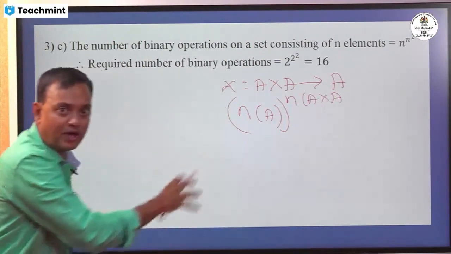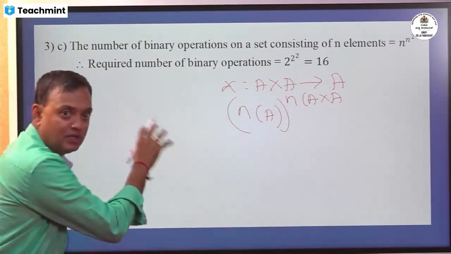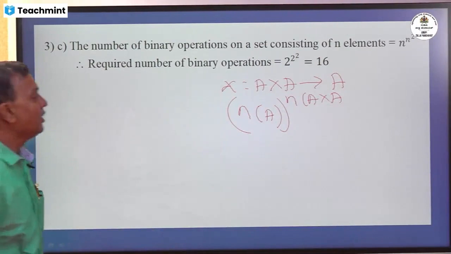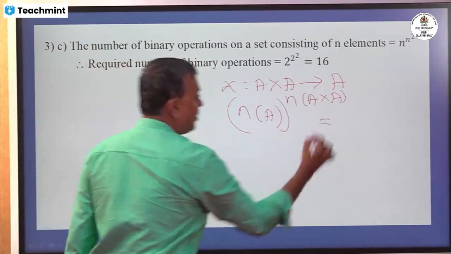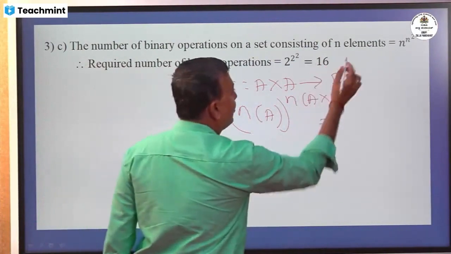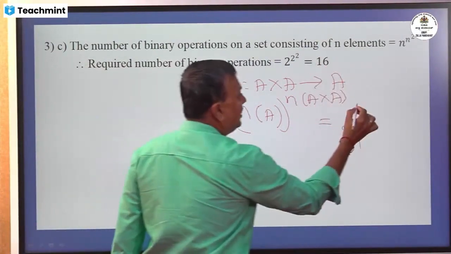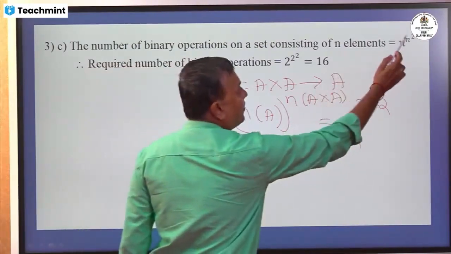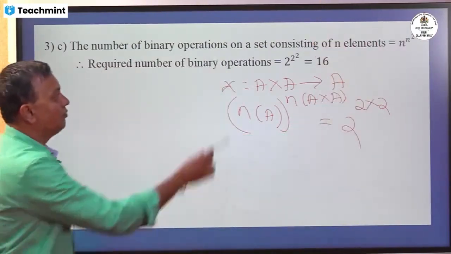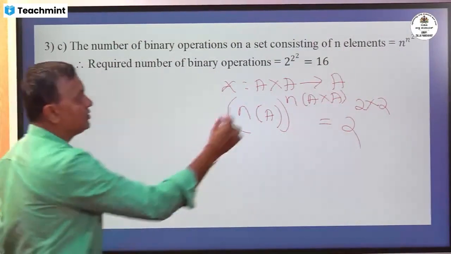The problems discussed in this third question are very important. Know that formula: n of A whole to the power n of A cross A. So n of A here, how many elements? 2 to the power 2 into 2. So n to the power n squared. So binary operations is 16.